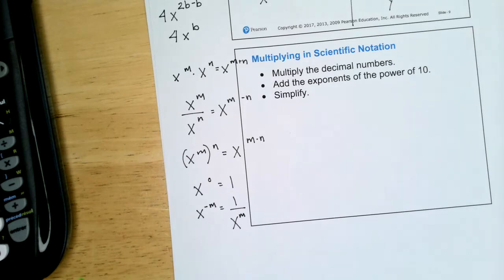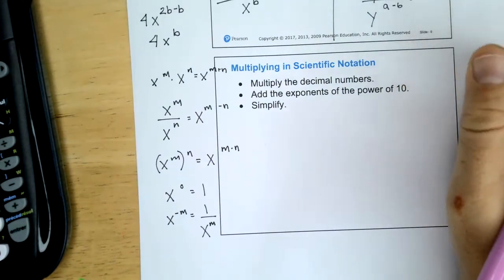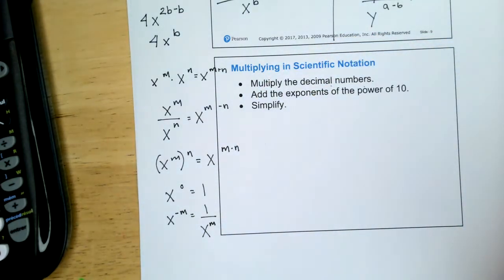So if you haven't practiced it and you're not comfortable with scientific notation yet, go back to 5.1. We don't want this to be a waste of time. Basically, when you have to multiply terms that are already in scientific notation, you're going to multiply the decimal numbers and then add the exponents of the power of 10.